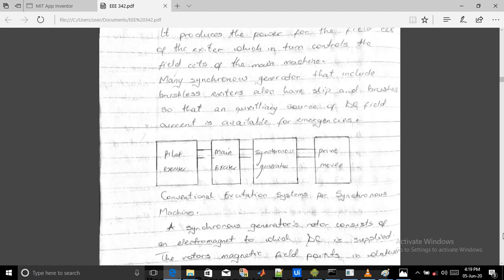Let me quickly run through. A synchronous generator's rotor consists of an electromagnet to which DC is supplied. The rotor's magnetic field points in the same direction, what we have been explaining since.